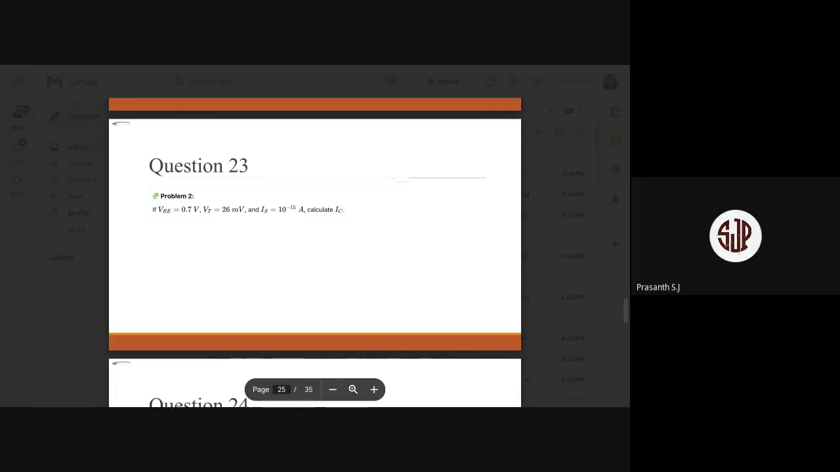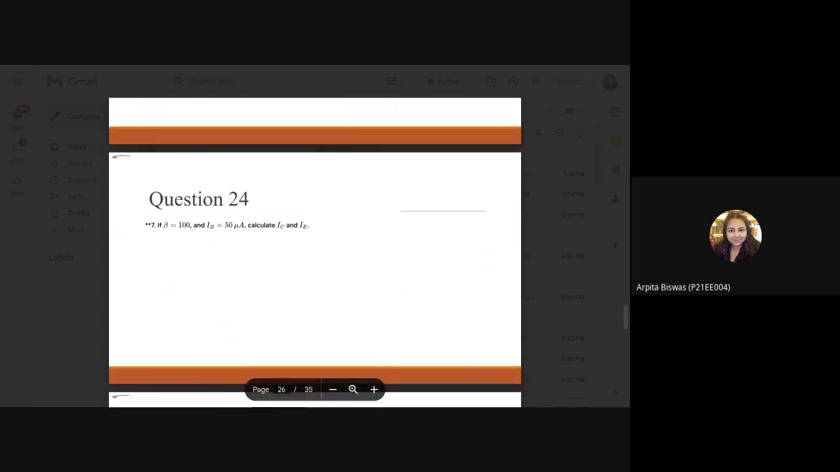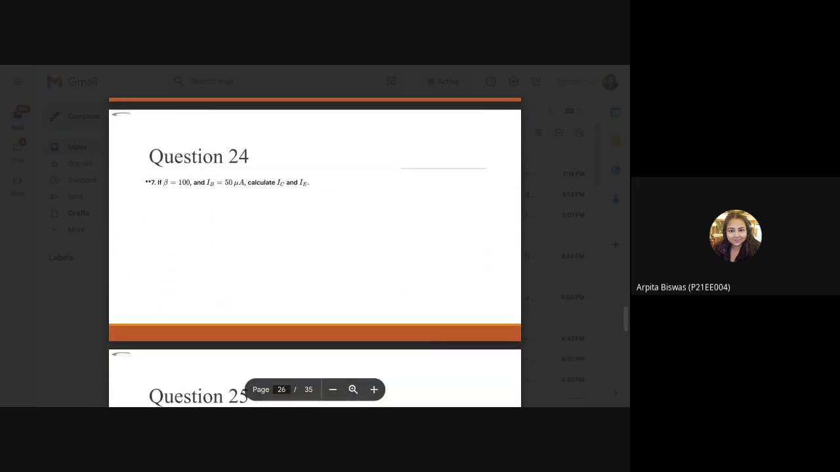Yes, ma'am. Okay. So here is question number 24. If the beta is 100 and IB is 50 microampere, now calculate the IC and IE. I think a similar type of question we have already solved. So all of you can solve this question. Beta given, IB given. So what is the value of IC and IE?